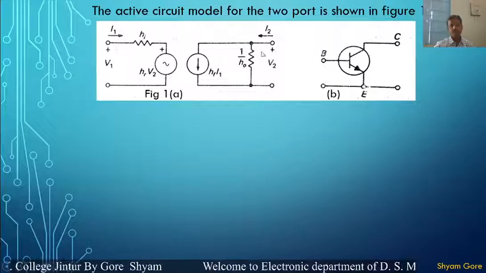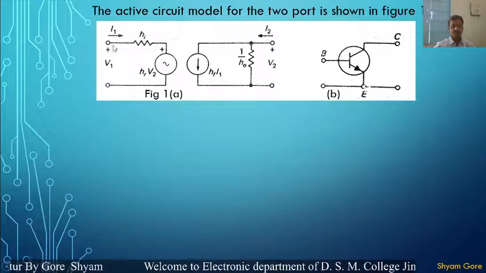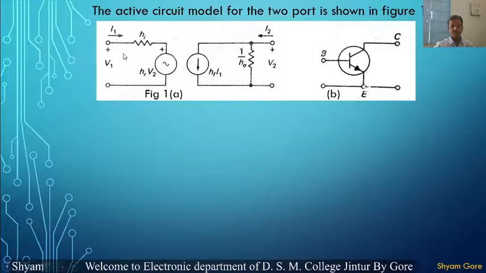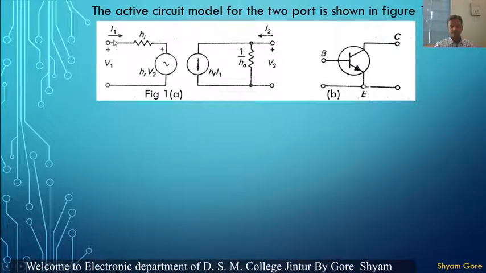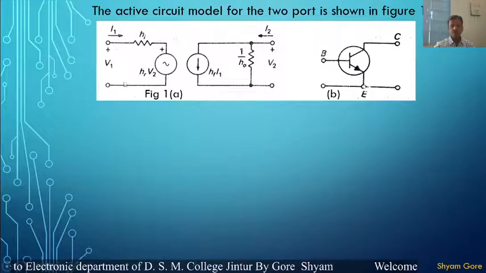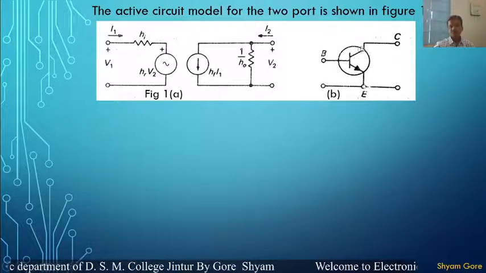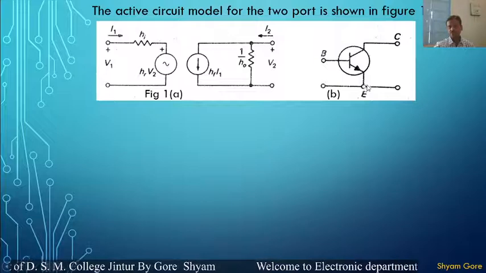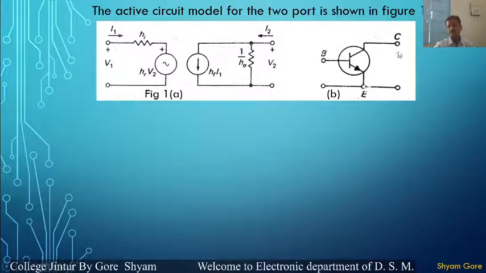And here this two-port network has 4 terminals. This is the first terminal, this is second terminal, the input port having 2 terminals and output port having the 2 terminals. Therefore, this network or active circuit model having the 4 terminals, and this is the symbol of transistor, and the transistor has 3 elements or the 3 terminals. The first terminal is emitter, second terminal is base, and third terminal is collector.